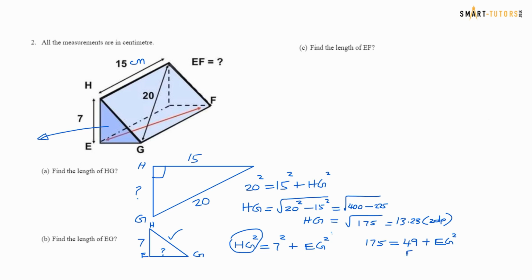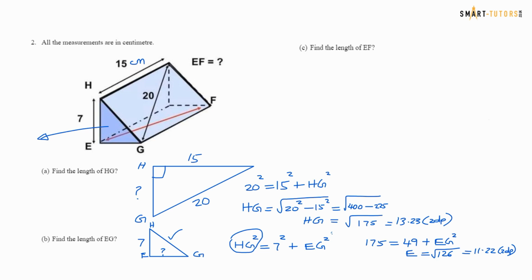So EG equals the square root of 175 take away 49, which is, I think, 126 square root, which if you like you can press on the calculator. The square root of 126 is 11.22. So 11.22 for 2 decimal places.